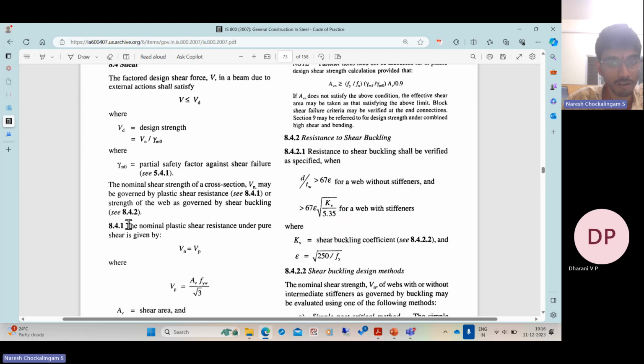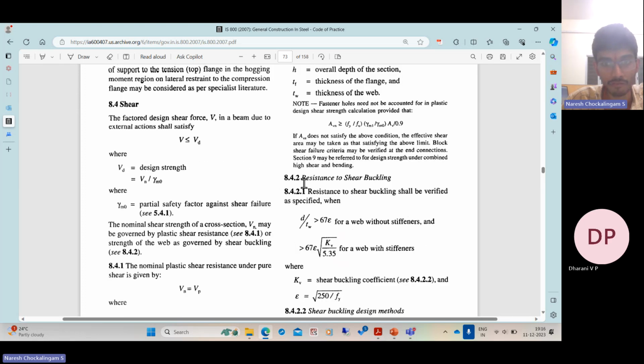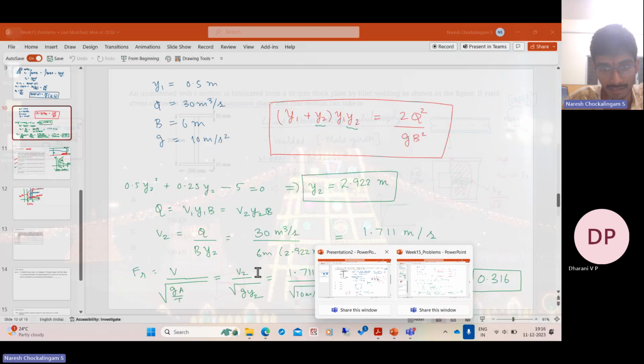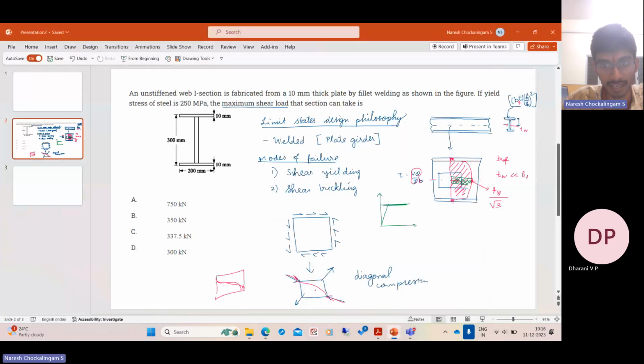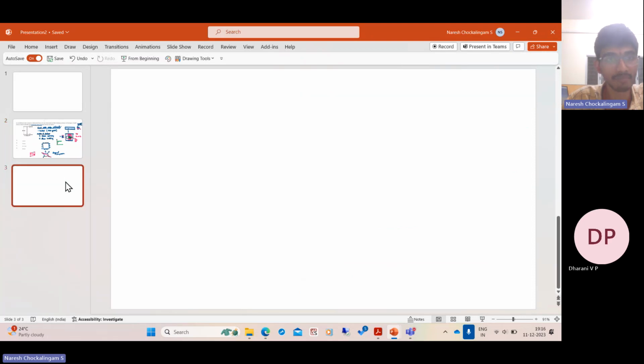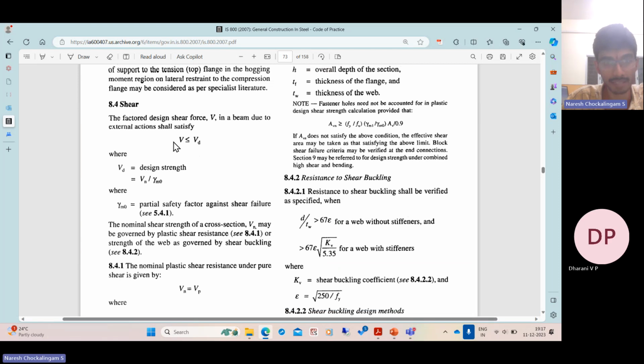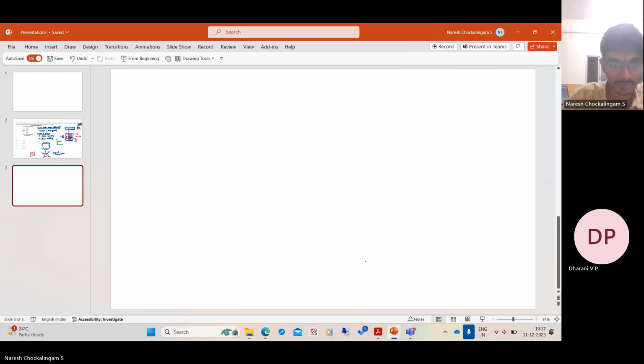Section 8.4.1 deals with resistance to yielding, whereas section 8.4.2 deals with the resistance to buckling. So this is shear buckling, which I just described here. This is shear buckling and yielding, governed by 8.4.1 and 8.4.2. So we take the minimum of the two and design the web. So let us look at it. Let me just write down the equations.